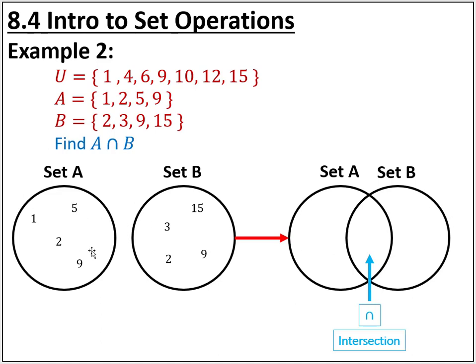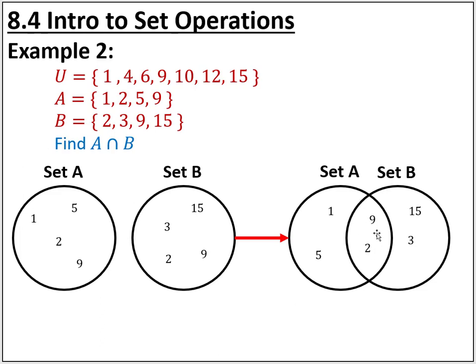So looking at the visual example that I have out here, you're just going to look for elements that are the same, that are in common between set A and set B. So in set A, we have 1, 5, 2, and 9, which you see here in the circle for set A, 1, 5, 2, 9. And in set B, we have 2, 3, 9, 15. And so over here on the right side, we have set B, 15, 3, 2, 9.